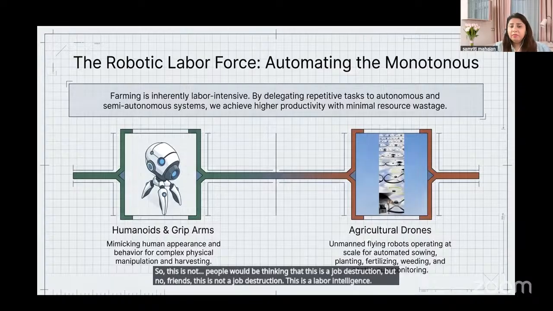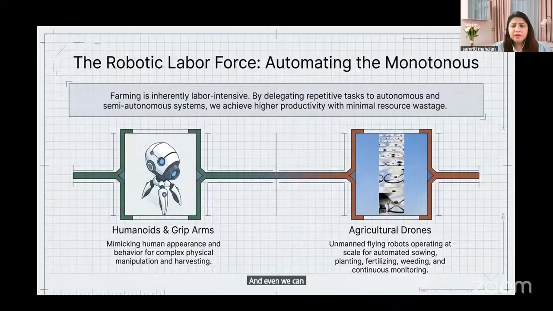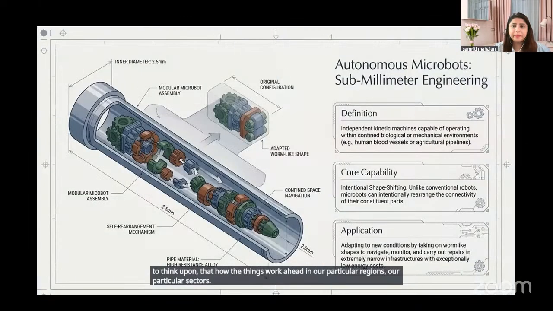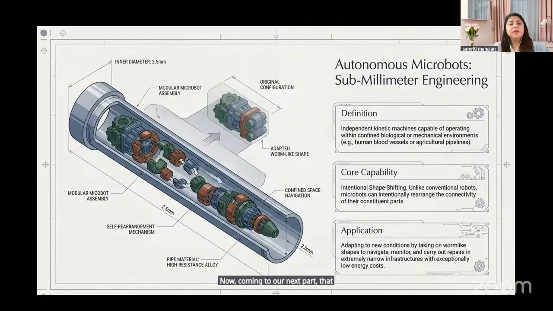And we can see in different sectors and regions, labor is becoming a bottleneck in the food supply chain also. So we need to think about how things will work ahead in our particular regions, our particular sectors. Now coming to our next part, autonomous microbots. What are microbots and how does sub-millimeter engineering really work?